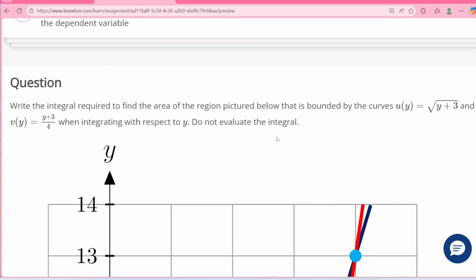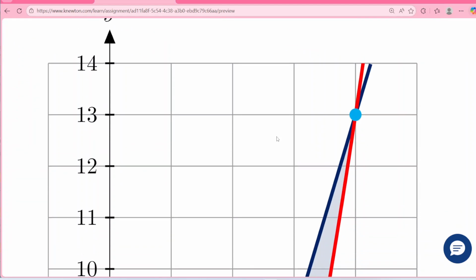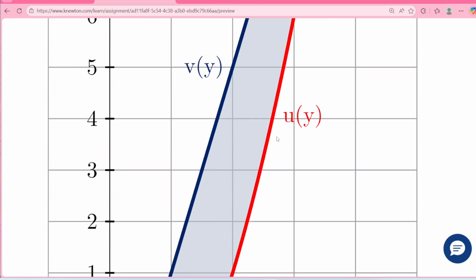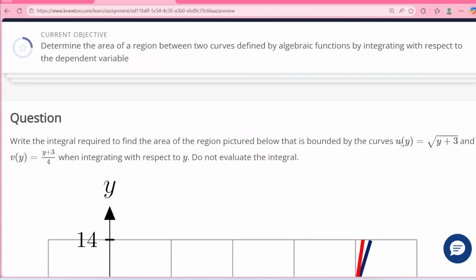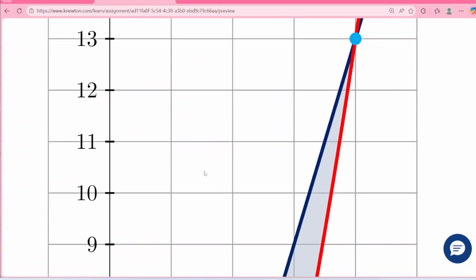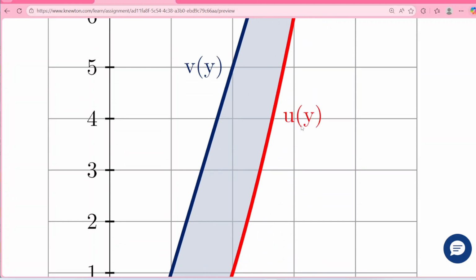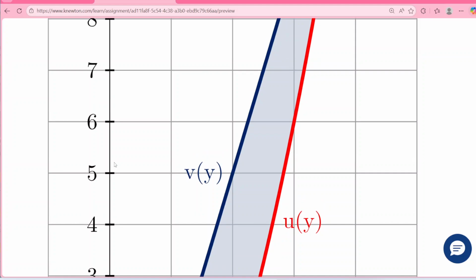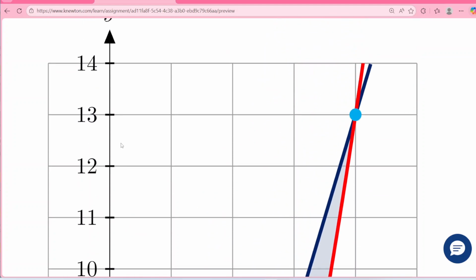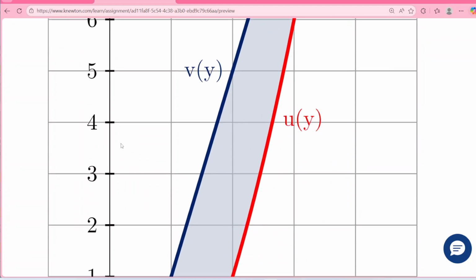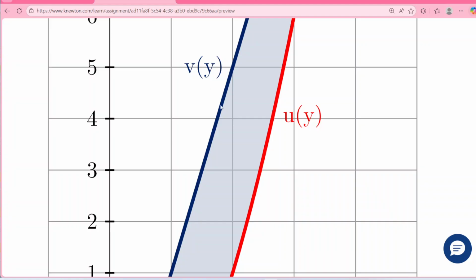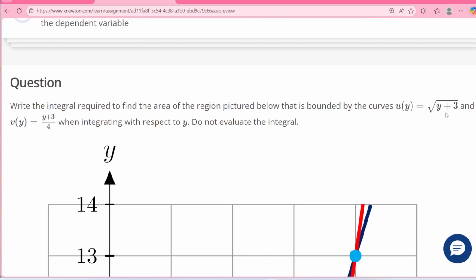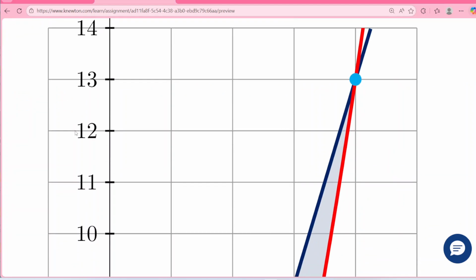So once again, we're just setting up an integral, not evaluating it, right? So just fill it in. Now the nice thing about this is they give us the functions in terms of y, right? They give us x equals square root of y plus 3, and x equals y plus 3 over 4. The red curve, the u function, is on the right, v is on the left. The y coordinates go from negative 3 on the bottom to 13 on the top. So my limits would be negative 3 to 13, and my integrand would be u minus v. So this square root of y plus 3 minus this y plus 3 over 4.